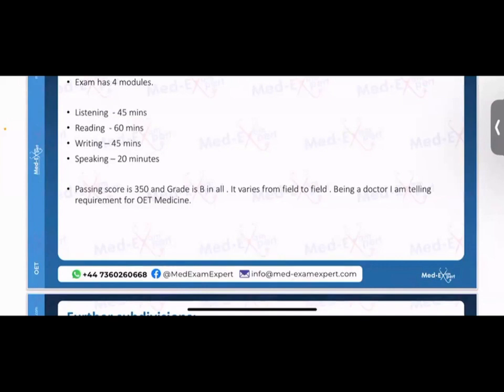And for the speaking, you will have an interlocutor in front of you. You will not be assessed by the interlocutor.